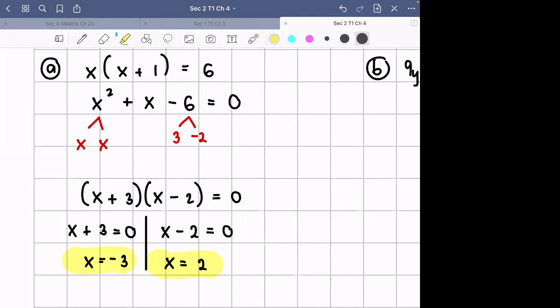If you got 2 and negative 3 or negative 3 and 2, you're correct.